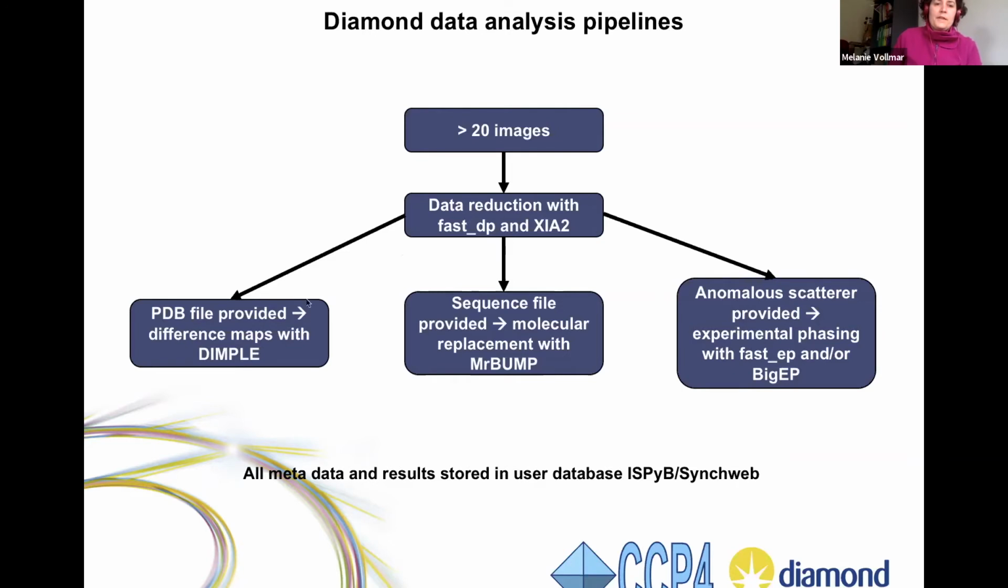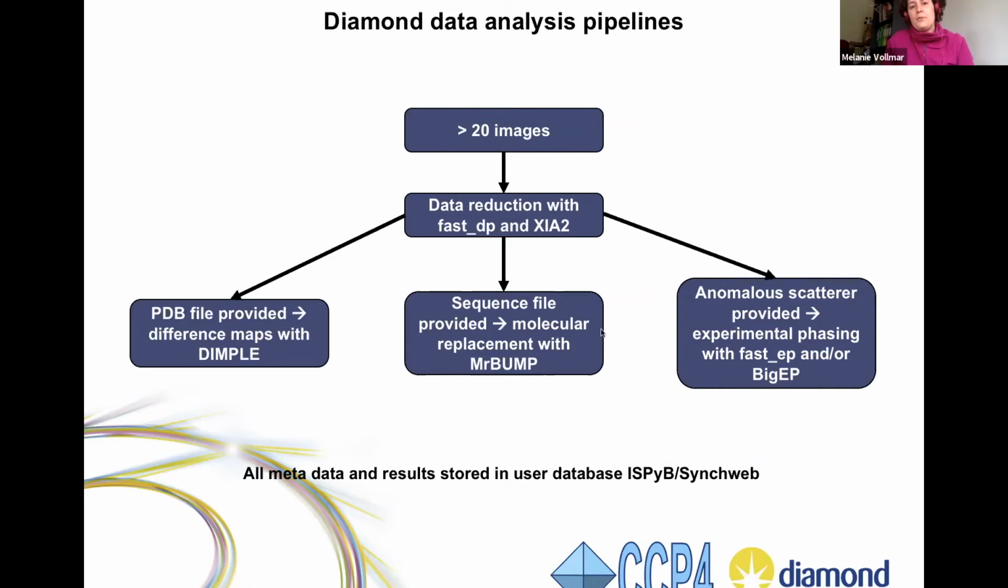If the user specified a PDB structure or provided a PDB file, this data gets combined with that information, and a program called Dimple is run to calculate difference maps and see if anything is in that data. If the user does not know anything about a related model but has a sequence file, we use that sequence file to fetch PDB files based on sequence identity and run Mr. Bump for molecular replacement using that data.